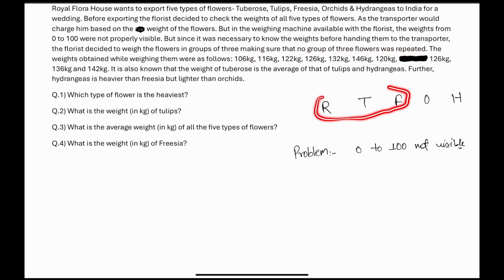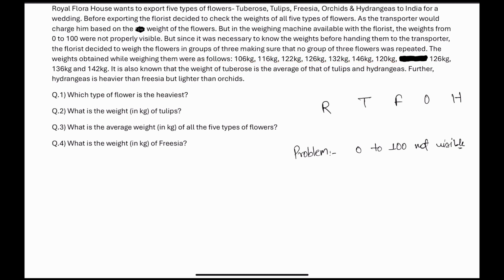Like if we have made a group of R, T, F, then in the next group R, F, O will be there. R, F, T will only be measured once. Great. The weights obtained while weighing them were as follows. So these are the weights.